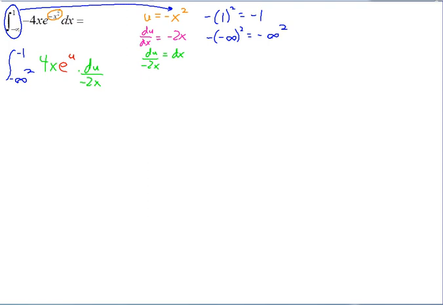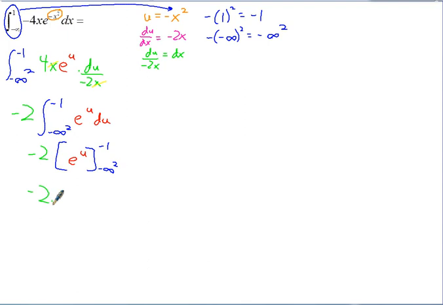And then you can see the x's were reduced out. 4 divided by negative 2, you could pull that out as negative 2 on the outside. So the integral would be from negative infinity squared to negative 1. And we'd just be left with e to the u. And now if we integrate e to the u, we get e to the u, from negative infinity squared to negative 1, then a negative 2 on the outside.